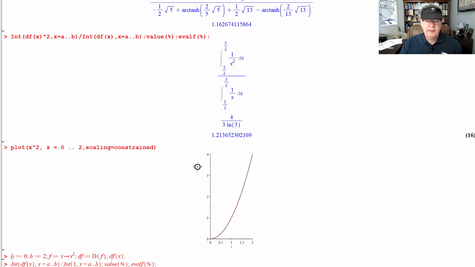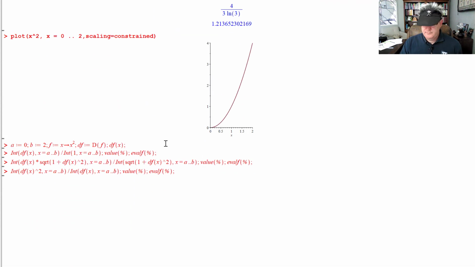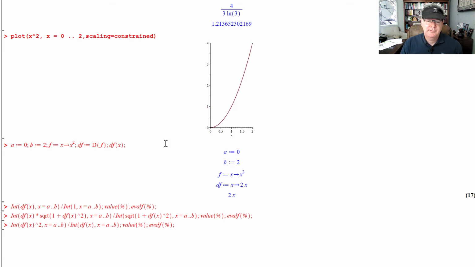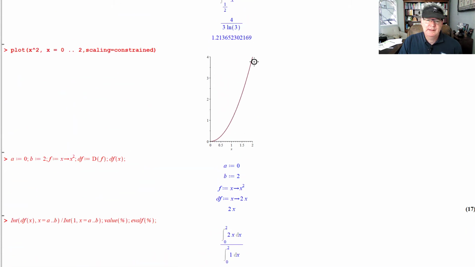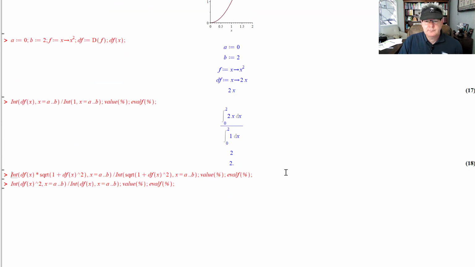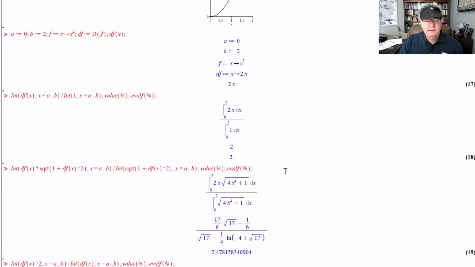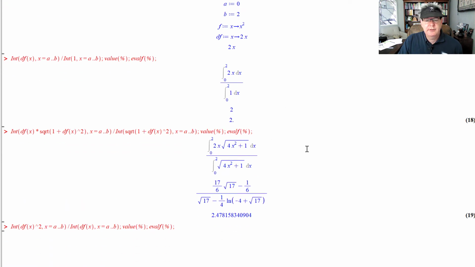One more curve, x squared. Of course, f of x is x squared, f prime is just 2x. So the average slope with respect to points equally spaced on the x-axis is 2, which is again the change in y over change in x for the endpoints. Average slope of points taken equally spaced along the curve itself, it's now almost 2.5. So that's f prime ds, square root of 1 plus f prime squared, divided by the length of the curve, which is just the integral of 1 ds.